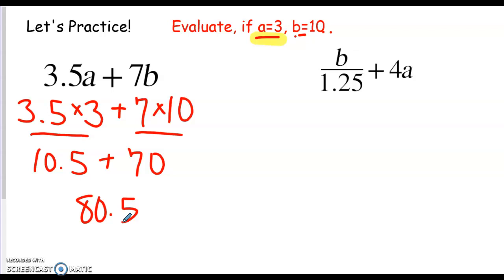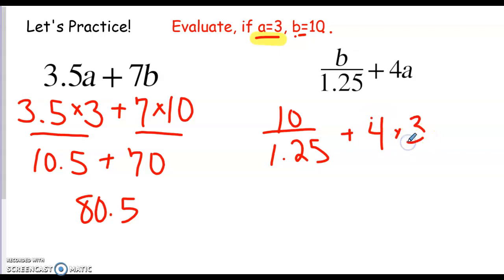Okay, let's try the other one. B over 1.25 is a division problem. B is equal to 10. So I'm going to do 10 divided by 1.25 plus 4 times whatever A is. So 4 times 3. I have to do my multiplying and dividing first, whatever order I get them in. So the first one I'm going to do is 10 divided by 1.25, and that is 8. And next I do my multiplying. 4 times 3 is 12, and 8 plus 12 is equal to 20. Okay, substitution. Make sure you use order of operations.